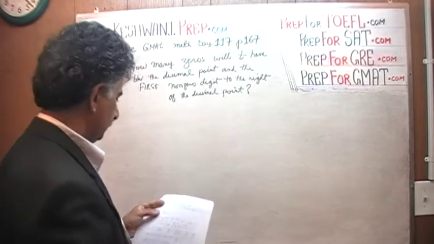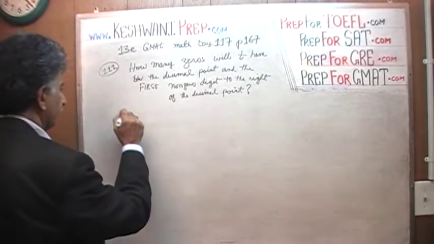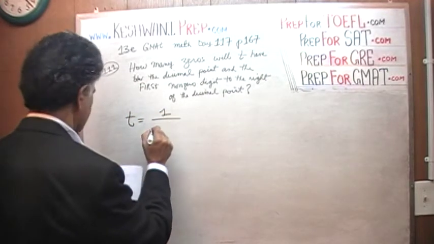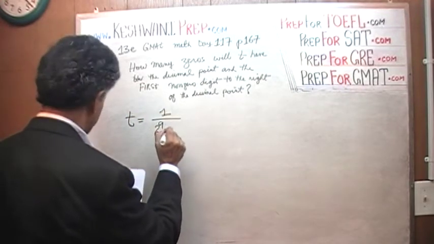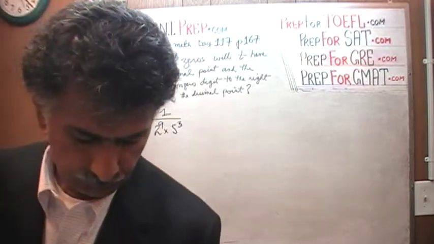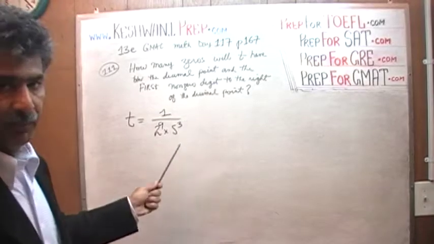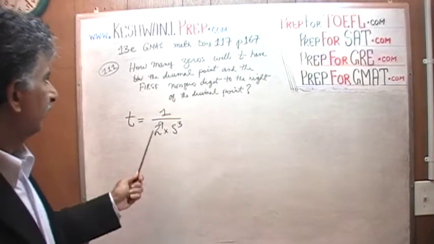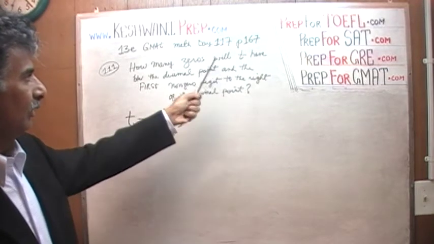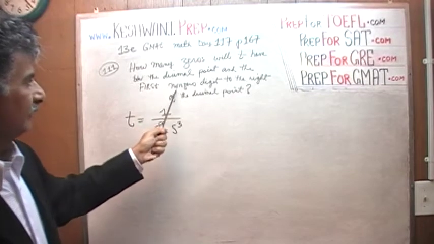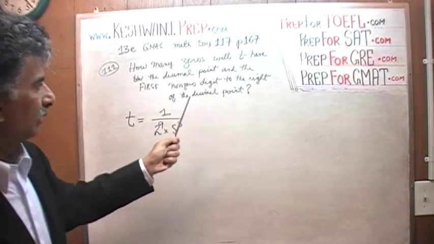We are given a value of t which looks something like this. We are told that t equals 1 over 2 raised to 9 times 5 raised to 3. And the question is, once we figure out what the value of t is, how many zeros will t have between the decimal point and the first non-zero digit to the right of the decimal point?